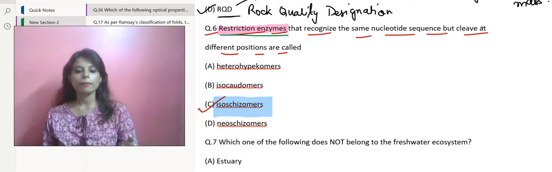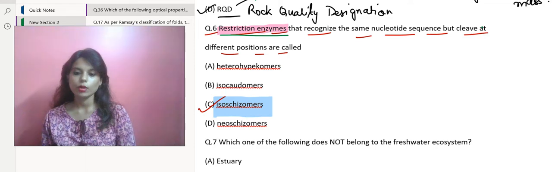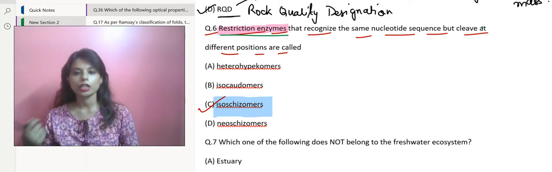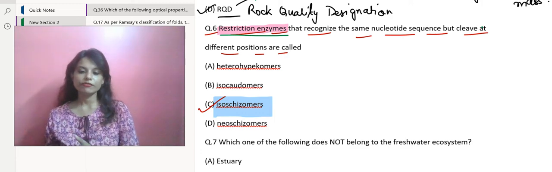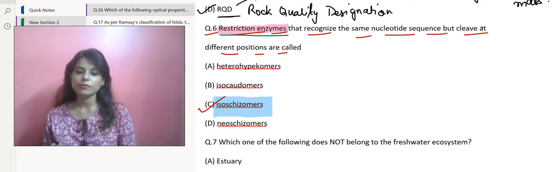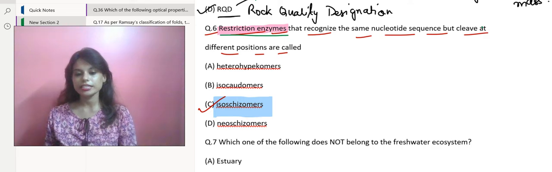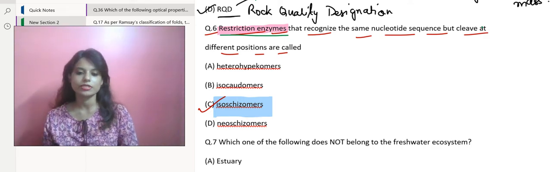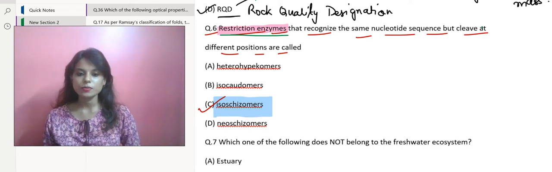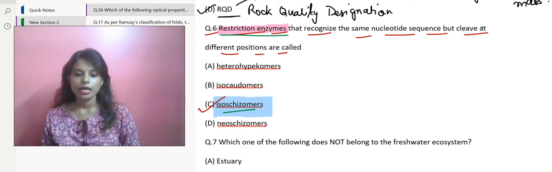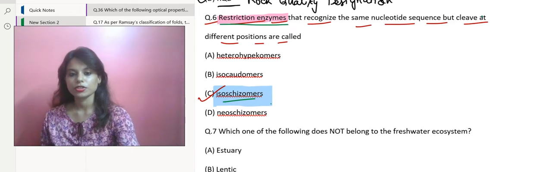This property can be useful in molecular biology applications such as in DNA mapping or in cloning, where the use of different isochizomers can provide a means of generating different DNA fragments with the same sequence. Okay, so that is what isochizomers are. Let's discuss the other options also.